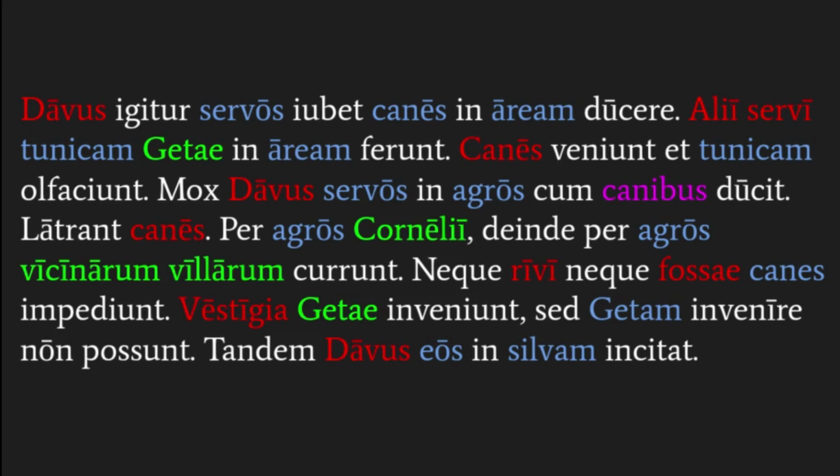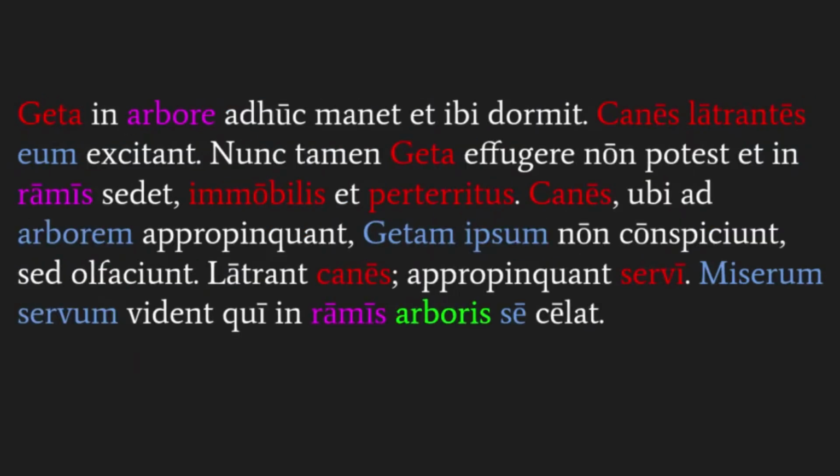Then you have tandem, Davos eos in silvam incitat. So finally, or at last, or you could even say then, I guess finally is a good way to do it. Davos incitat, he urges on eos, them, in silvam, into the woods. So again, your direct object here is eos, meaning the dogs. I guess technically it could be the dogs and the slaves, they're all together, but it's really the dogs who are looking for Geta. So again, finally Davos urges them on into the woods. Now we go to the next paragraph.